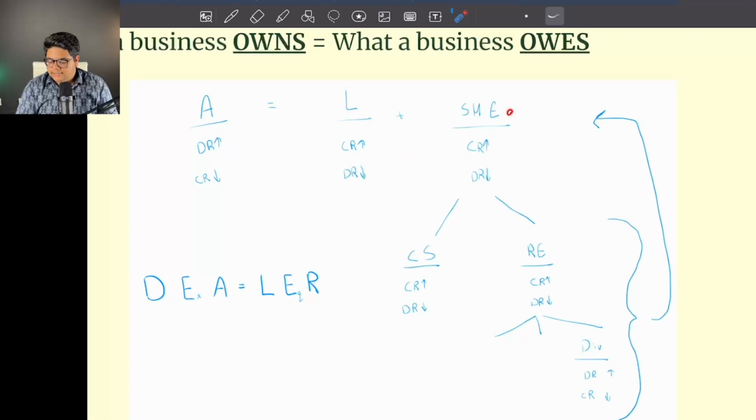Now your shareholders' equity is broken down into your common shares and your retained earnings. If you want to increase your common shares, you credit them. And if you want to decrease them, you debit them, right? If you want to increase your shareholders' equity in general, you credit them. So by definition, all of its components, you should be crediting them.